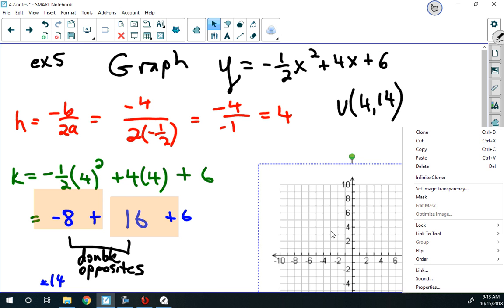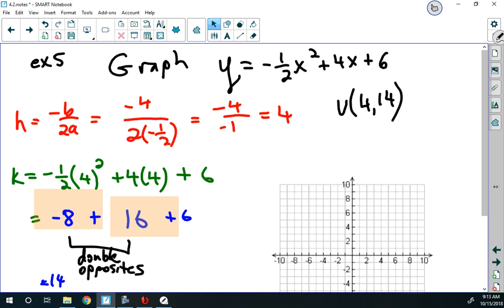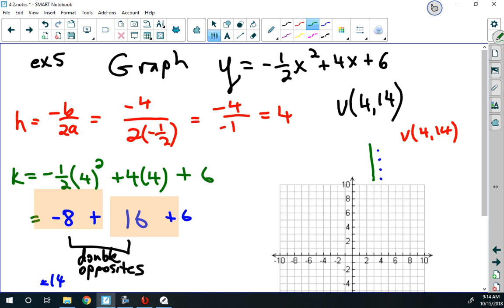Is that going to fit on my graph paper, that 4, 14? Probably going to be a little bit above it, right? 11, 12, 13, 14. There's my vertex. 4, 14. Is that graph going to open up or down? It's going to open down. From the vertex, I would go over 1 unit and down how far?